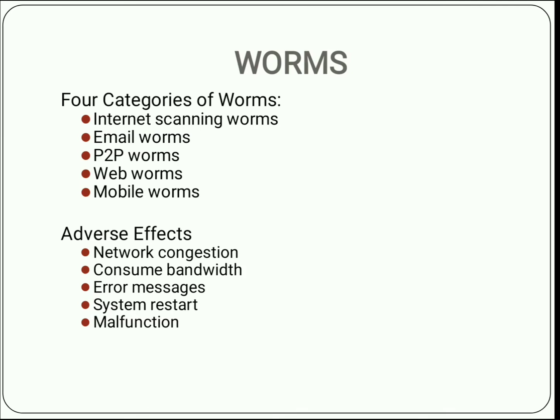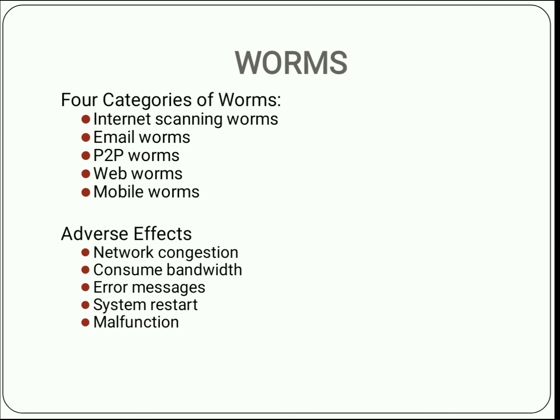And the next type is web worms. Actually, web worms execute in browsers. It's like an XSS worm. We have already discussed in the third module about the XSS vulnerability. So in that case, it can exploit XSS vulnerability in web servers. So web worms are those worms that execute in browsers.